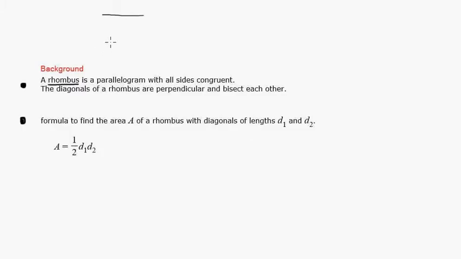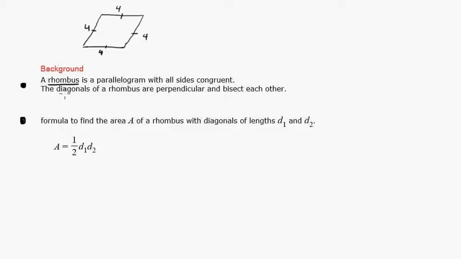A parallelogram with congruent sides, so the sides are the same. That means these two sides are parallel and these two sides are parallel. They have the same slope. In addition, they're all the same length. So if this is 4, then this is 4, and this is 4, and this is 4. It doesn't mean it's a square unless the angles are 90 degrees. Then it would be a square. So that's something that we might be able to take advantage of.